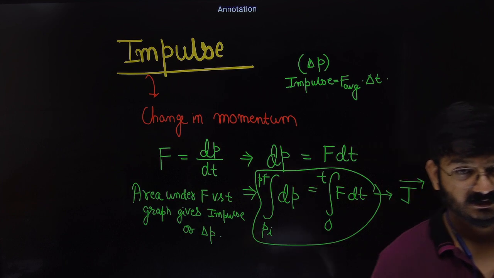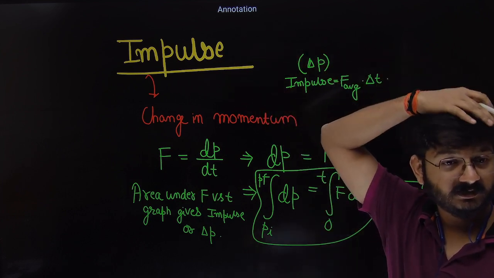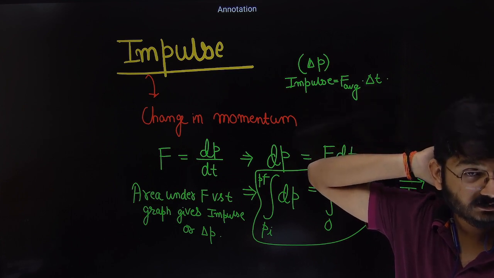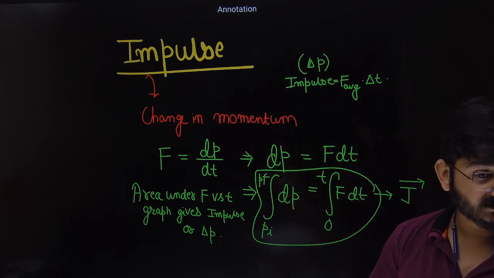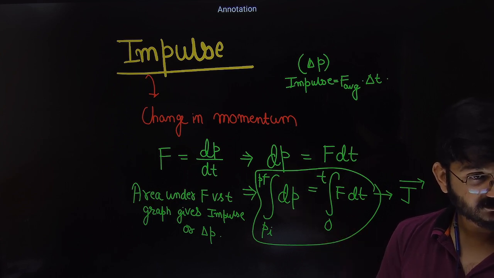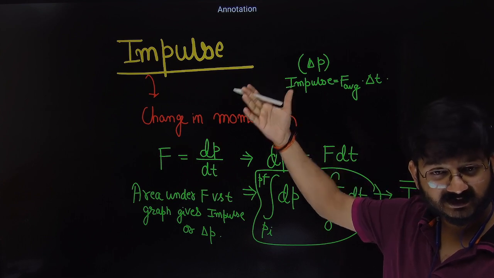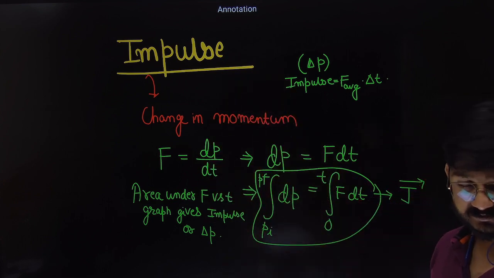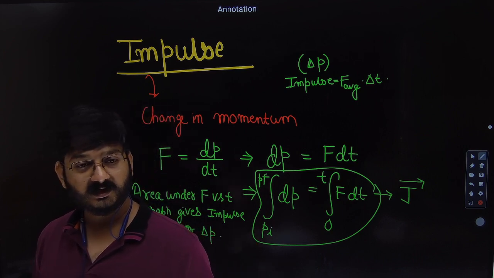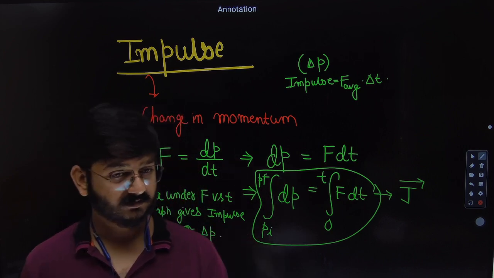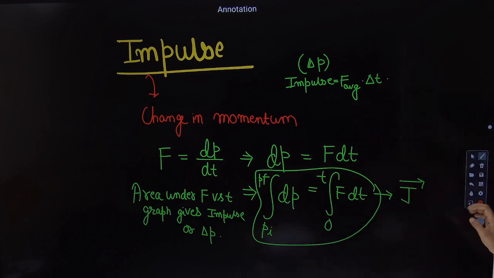Any questions? What will be the dimensional formula for impulse? Same as momentum, because impulse is change in momentum. What is momentum minus momentum? Momentum. Okay. So dimensional formula for impulse will be same as momentum, which is mass into velocity. M1 L1 T to the power minus 1. All clear? Should we move to the next one?